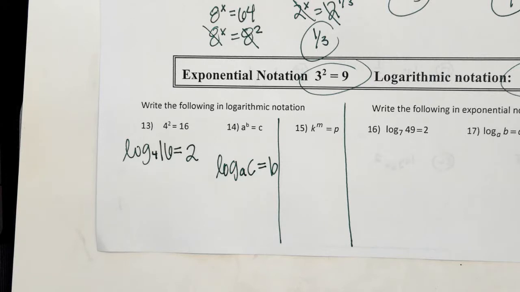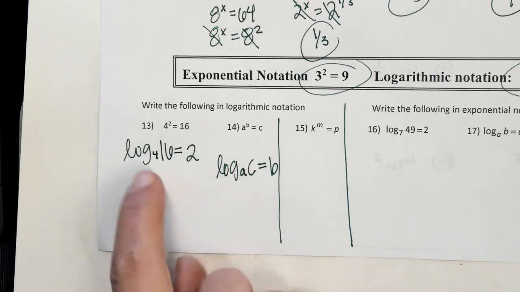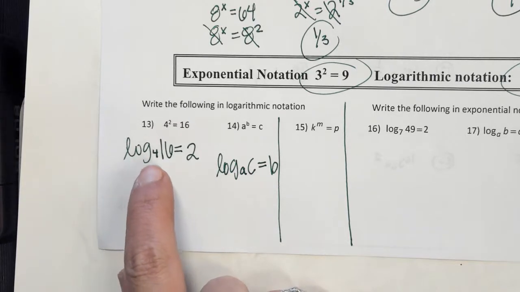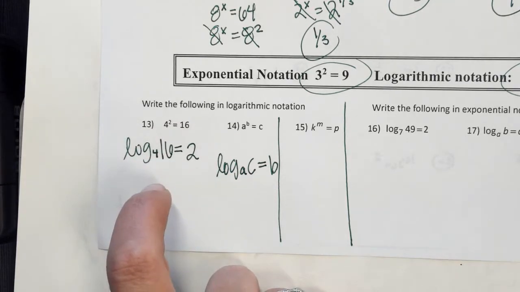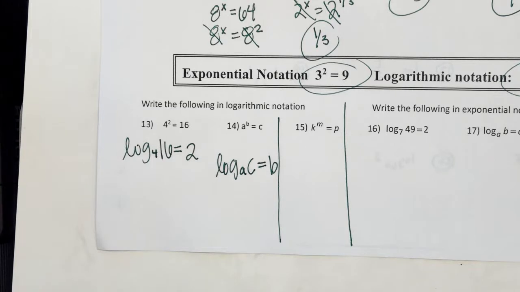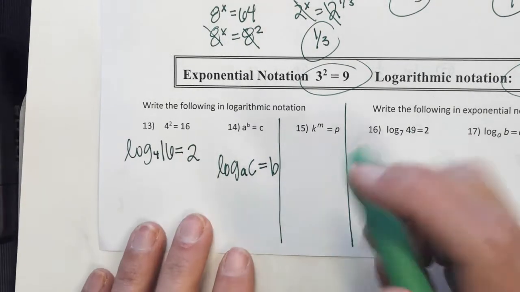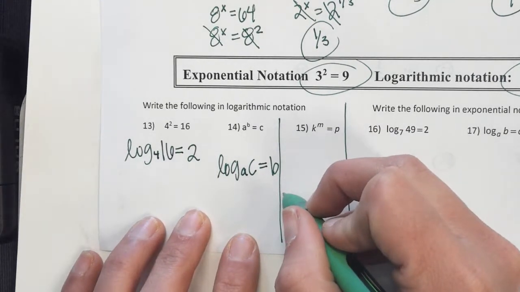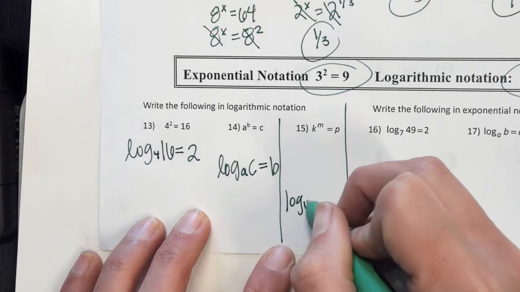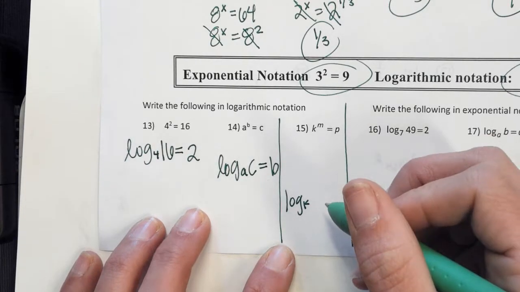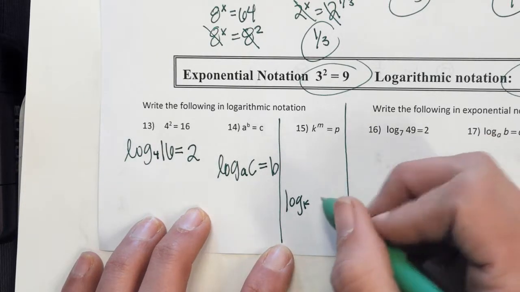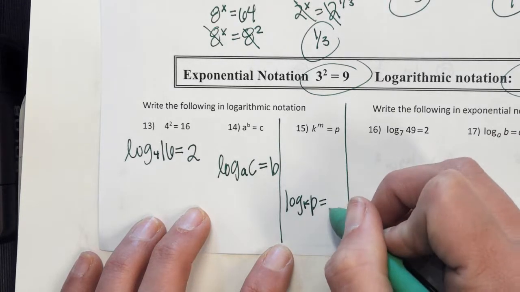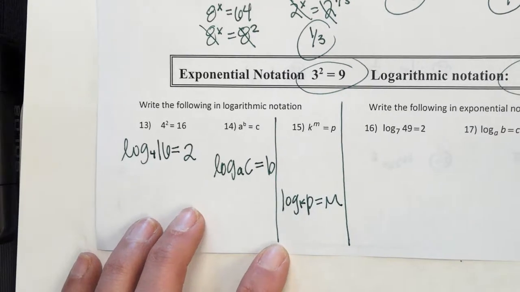Alright, the way you say these, because I'm about to call on somebody for an answer, so I don't want you to not know how to say it. How you pronounce this is log base 4 of 16. Log base 4 of 16 is 2. So, David, what'd you get for number 15? Log base K. Log base K of what? Equals. Very good. Any questions?